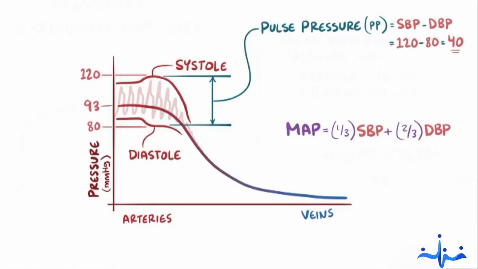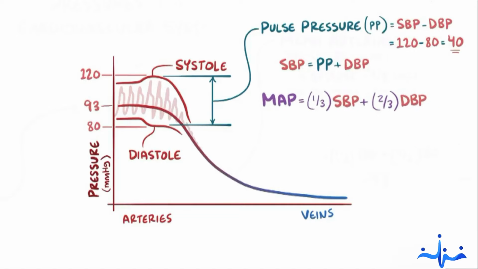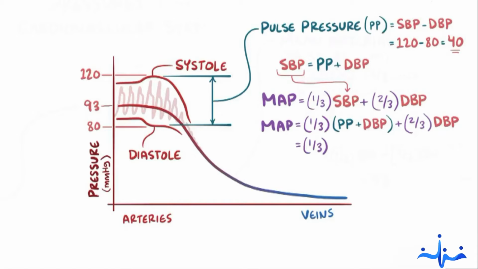If we do a little rearranging to this equation, we get systolic blood pressure equals diastolic blood pressure plus pulse pressure. And then substituting that into our last equation, we get mean arterial pressure equals 1/3 times the quantity diastolic blood pressure plus pulse pressure, plus 2/3 the diastolic blood pressure. And then after distributing, we get the equation mean arterial pressure equals diastolic blood pressure plus 1/3 the pulse pressure.